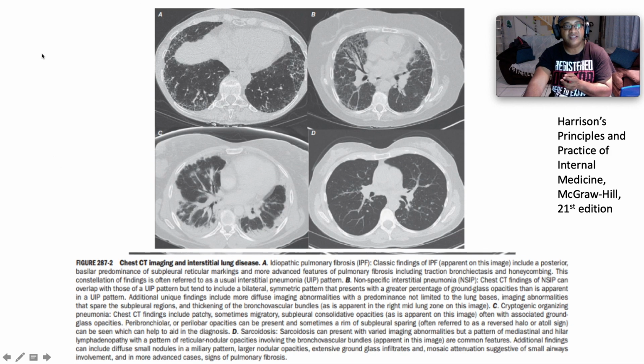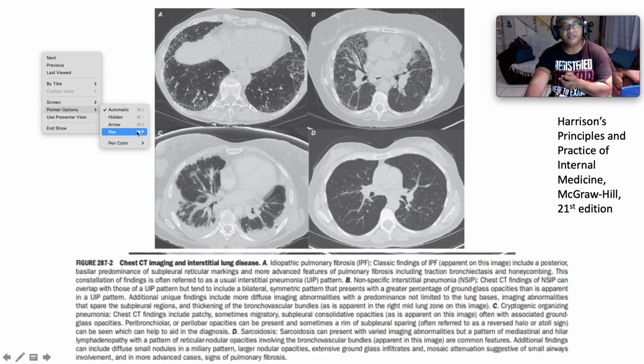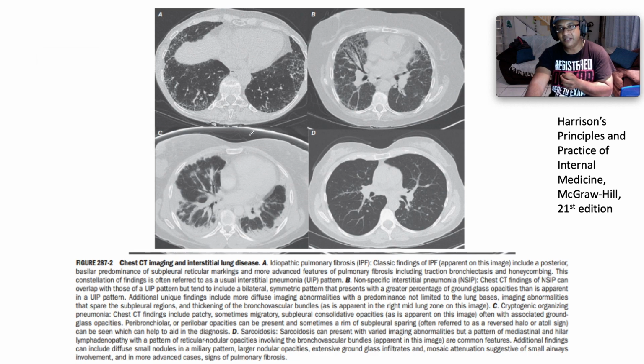Okay, so Harrison's gives us a guideline in terms of the different appearances of DPLD on the HRCT. Picture A here shows us idiopathic pulmonary fibrosis, IPF. The classic findings include a posterior basal predominance of subpleural reticular markings and more advanced features of pulmonary fibrosis, including traction bronchiectasis and honeycombing. Here we can see a nice, beautiful area of honeycombing and traction bronchiectasis. This constellation of findings is what we affectionately term the usual interstitial pneumonia, UIP pattern.